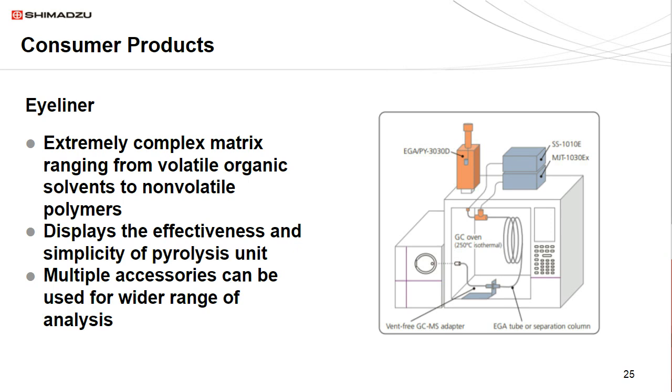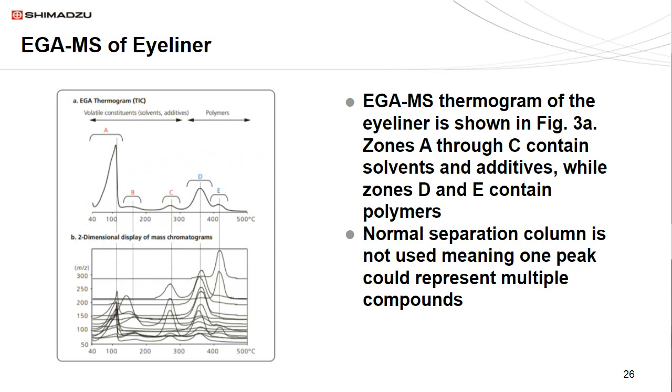What this application also offers is a first look at certain accessories, or multiple accessories, needed for a wider range of analysis, in this case using a selective sampler, or even the MJT, or the microjet trap, offered by Frontier. What we'll see is this complex sample requires a unique setup, but leads to interesting results. Let's first take a look at the EGA-MS of eyeliner.